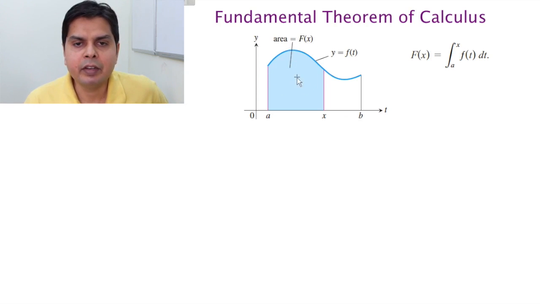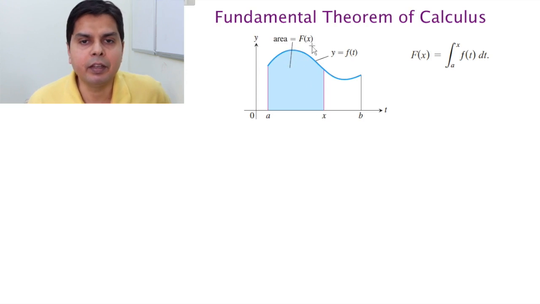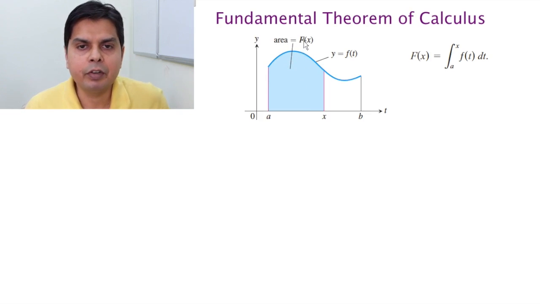Suppose I have been given a curve like this. This is y is equal to f(x), or y is equal to f(t), is the curve I have been given, and I start finding the area under this curve from, say, x is equal to a to any given x. And let's say this area function is given as area is equal to F(x). So this is my area function.